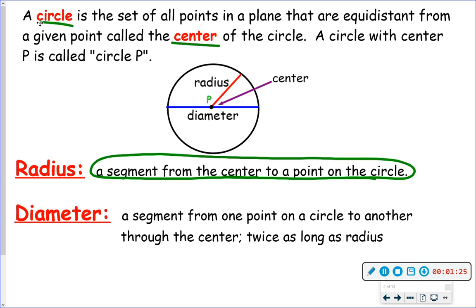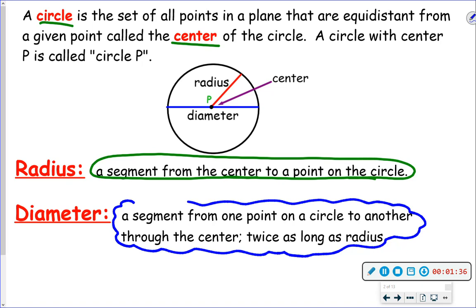Okay, diameter. Let's fill that in on our note sheets. We got to write in the definition here. A segment from one point on a circle to another point through the center, twice as long as the radius. Now I know that sounds super wordy. You all know what the diameter is. It goes through the center and it goes from end to end. That's what the diameter is.